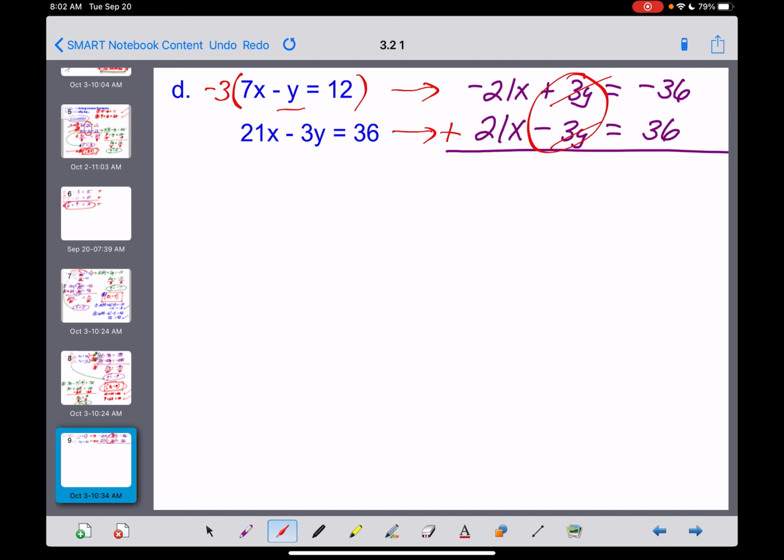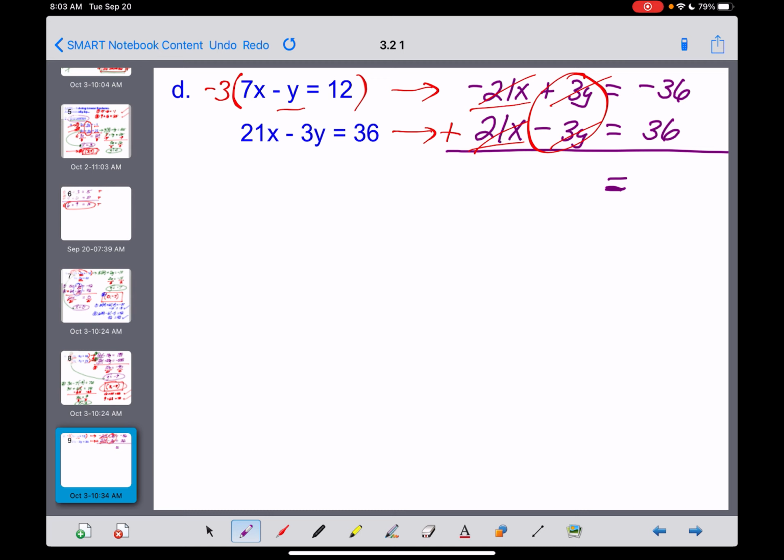I was not planning to eliminate the x's, but if you take a look at what we have here, negative 21x plus positive 21x, those are opposites as well. They cancel each other out. And so back to what I said earlier, an equation never goes away. If an equal sign was there at the beginning, it's there at the end. And there's got to be an expression on the left and an expression on the right.